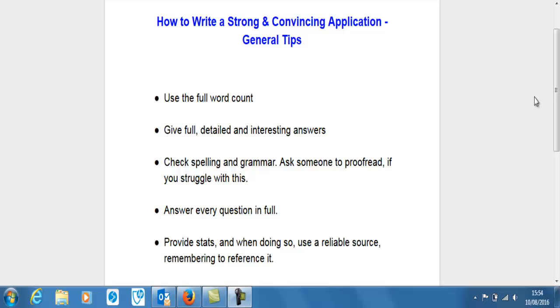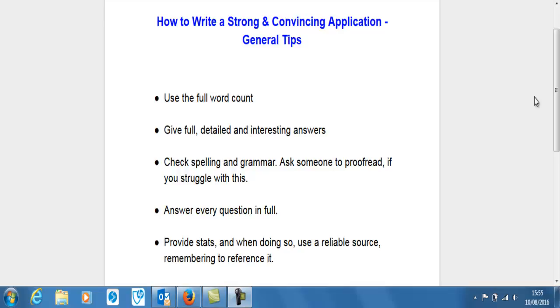So on your screen, what you can see right now is just some general tips. We're actually going to work through an example, one of the winning entries from last year. But before we do, I'm just going to run through these tips. You'll see on the application form that each question has a word count. It will say in brackets, maximum word count 250.